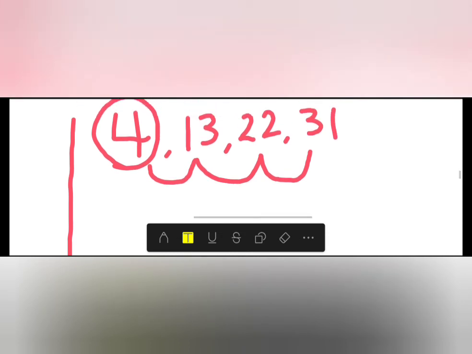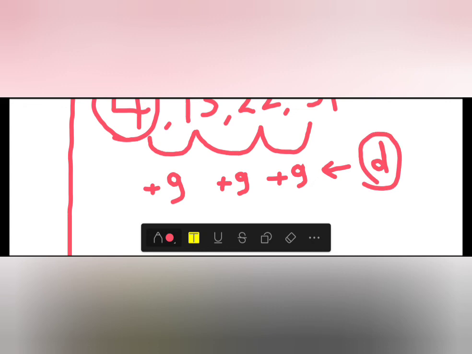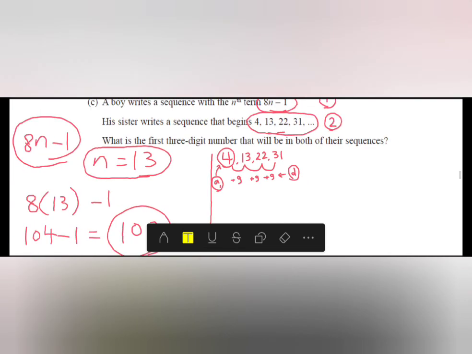So we add 9 here. And then we have 22 minus 13. 22 minus 13 is 9. So we add 9 here. And 31 minus 22 is 9, so positive 9. And 9 here is the D. Very good. So we know the A1, which is 4, and we know the D, which is 9. Now I'm going to use this information to find the nth term of the sequence. I'm going to put a line here so I can work here.